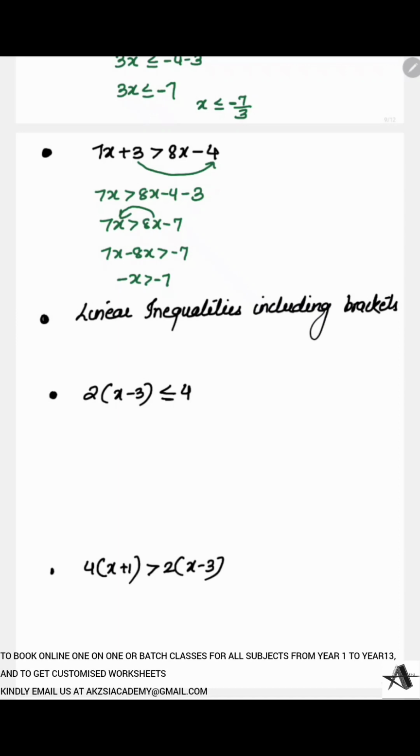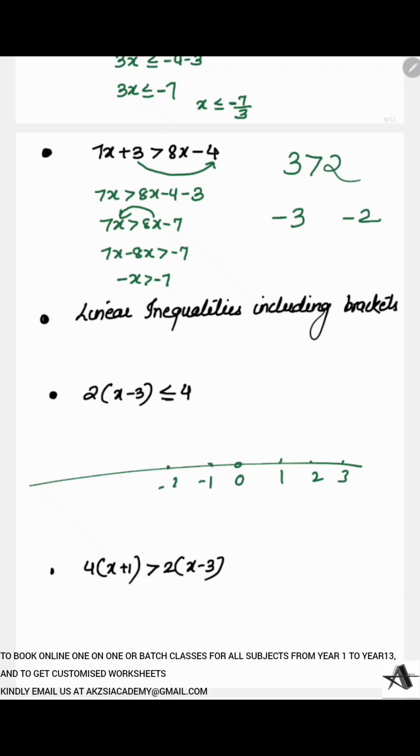Now I need to multiply both sides by negative 1, and whenever we do it, the inequality sign will change. Now why does it change? It's a simple thing. 3 is greater than 2. Obviously 3 is greater than 2. But if you multiply both sides by a negative number, now it's negative 3 and negative 2. Which one is greater? Obviously negative 2 is greater. On the number line we know this is 0, 1, 2, 3, negative 1, negative 2, negative 3. On the positive side, 3 is definitely greater than 2 because 3 comes after 2.